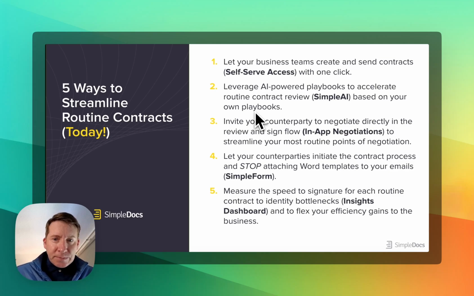Number 4, this one also may be controversial. Let your counterparties initiate the contract process. And the second part in particular, stop attaching Word templates to your emails. Listen, for complex negotiations, this is the preferred way to send agreements, and it makes sense. Please find our draft attached, and let's start the redlining process.